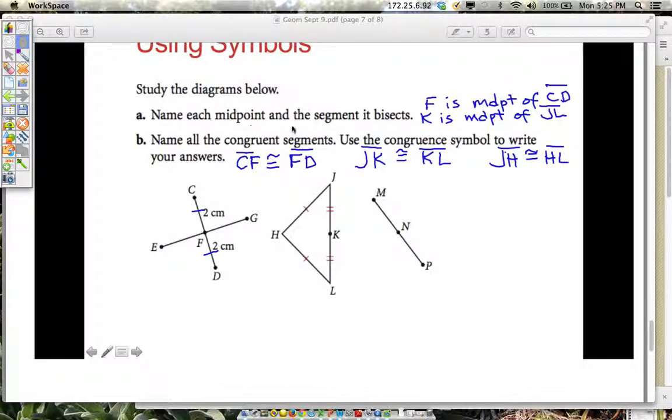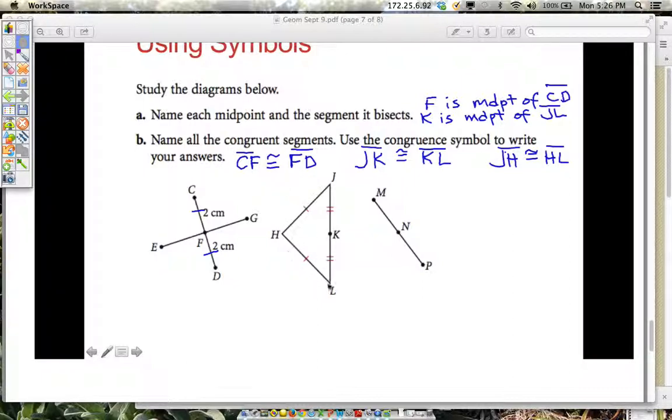It says, name each midpoint and the segment it bisects. So if I look, I can't assume anything unless there are markings. So if there's congruent markings or there's measurements. So if F is the midpoint of CD, that's actually true because CF is the same length as DF. So therefore, those are congruent. So I can say F is the midpoint of CD. I cannot say F is the midpoint of EG because there are no measurements here. You cannot assume anything.